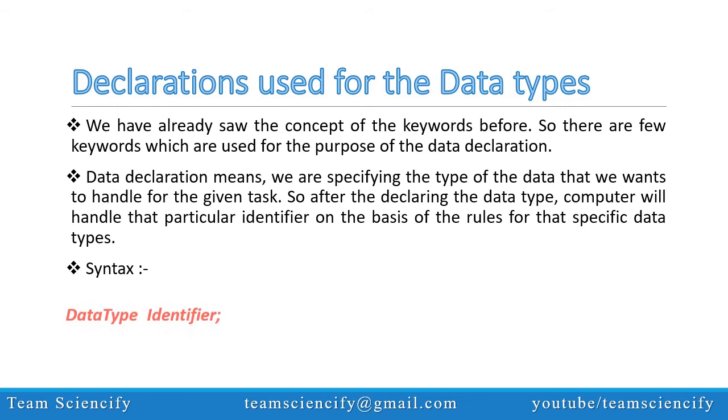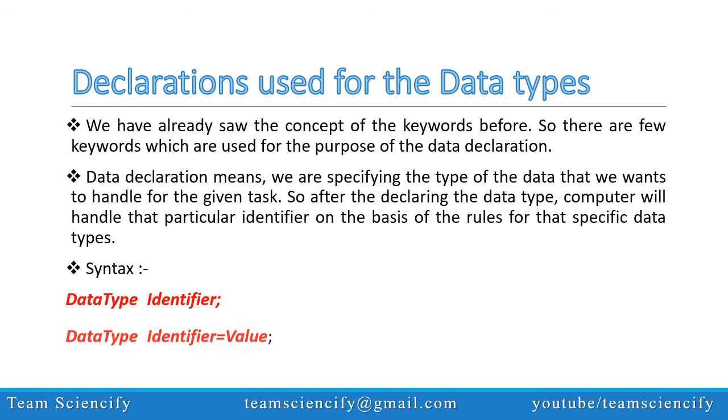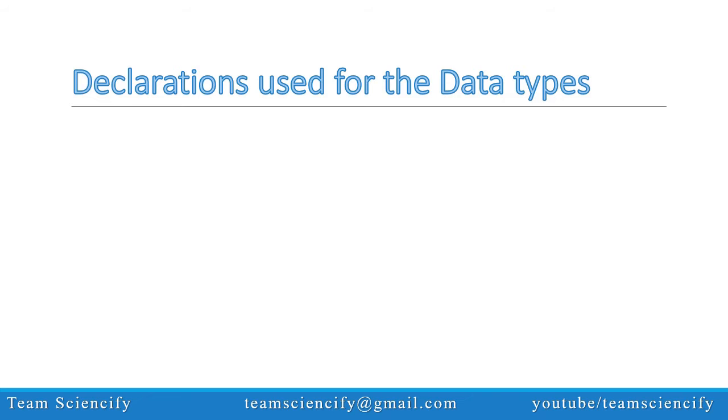Let's look at the syntax of these data types. Syntax: data type space identifier. This syntax will be used for specifying the data type with the use of a proper identifier which will occupy some memory location. Data type space identifier is equal to value. This syntax will be used for specifying the data type with the use of a proper identifier whose value is also provided by the user. So in the given memory location, we will have a assigned value.